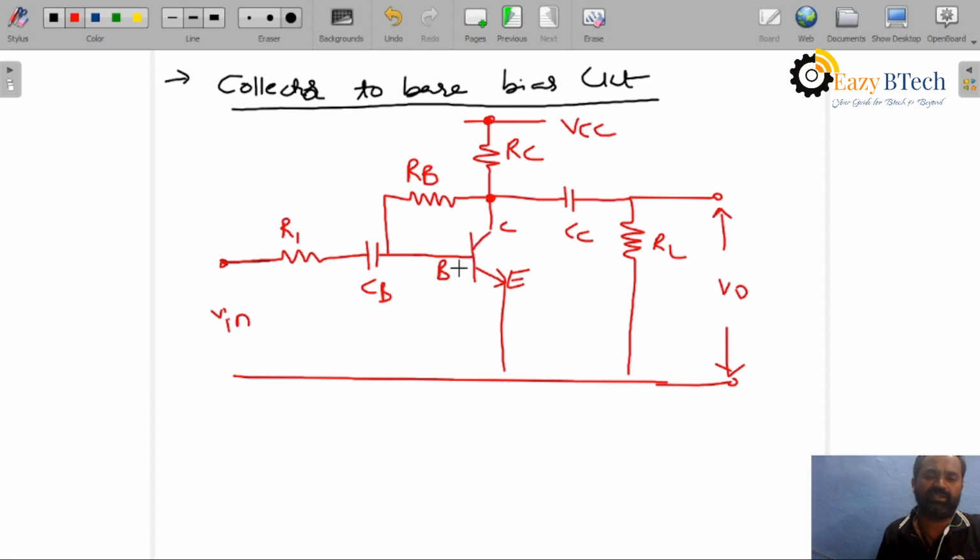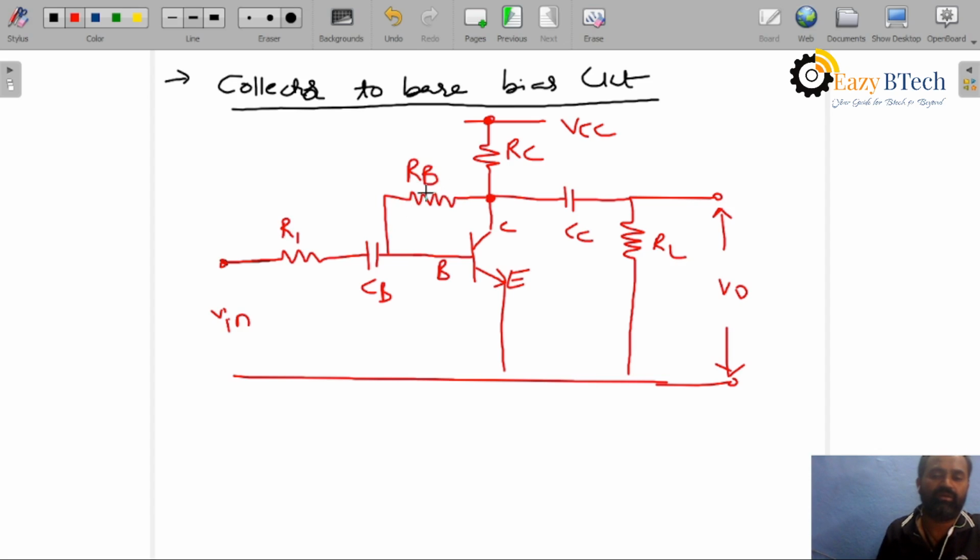Now you can clearly see here, this is the collector to base bias circuit or a feedback bias. It means the base resistor is fed back to the collector, the base input is fed back to the output terminal with a feedback resistor. We will call it the base feedback bias, because the connection between the input terminal, the base, and the output terminal, the collector, is a feedback resistor, and that resistance is RB.